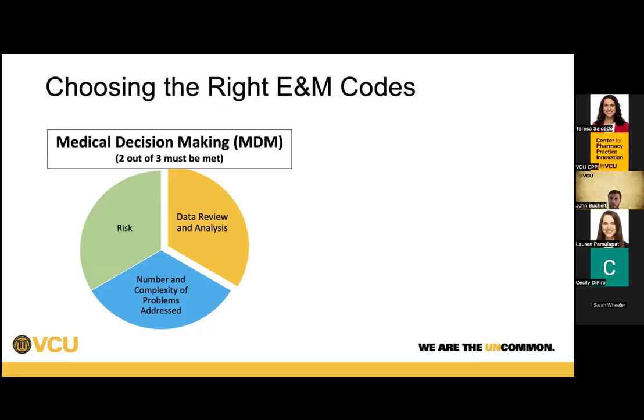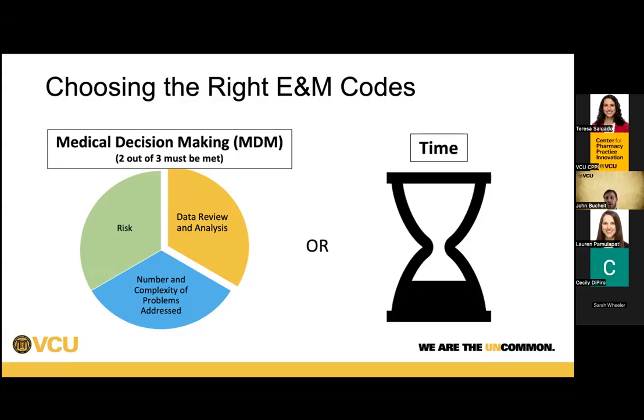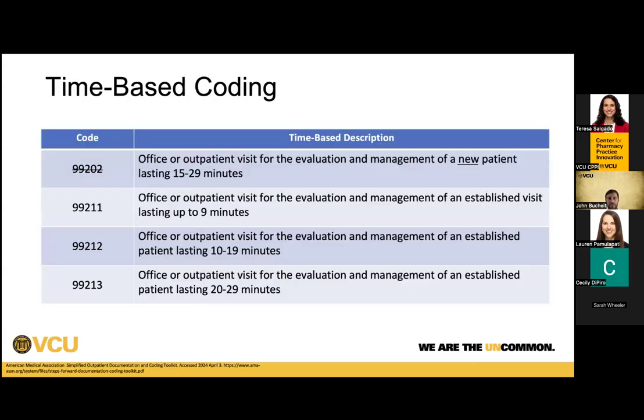So there's three components to that medical decision making area, or time. And time's probably the most straightforward one. If you see a patient for a certain amount of time, you're able to bill for that service. So we are going to walk through these a little bit and what the codes are. Remember, for time-based coding in Virginia, that would be 99202, which is a new patient visit, 99211, 99212, 99213, and then 99214 and 99215 are on the next screen.